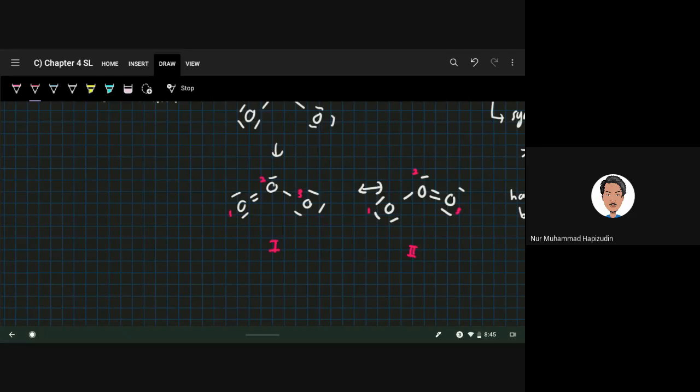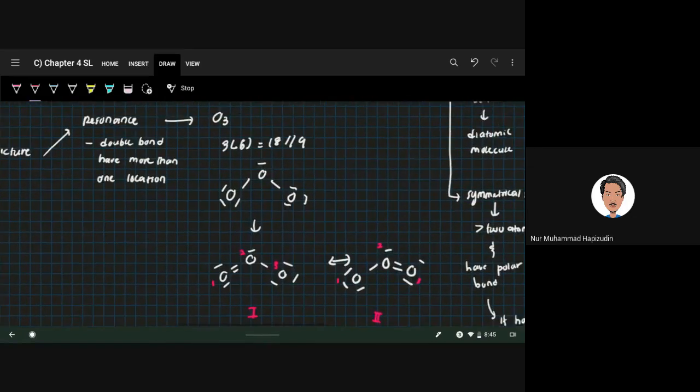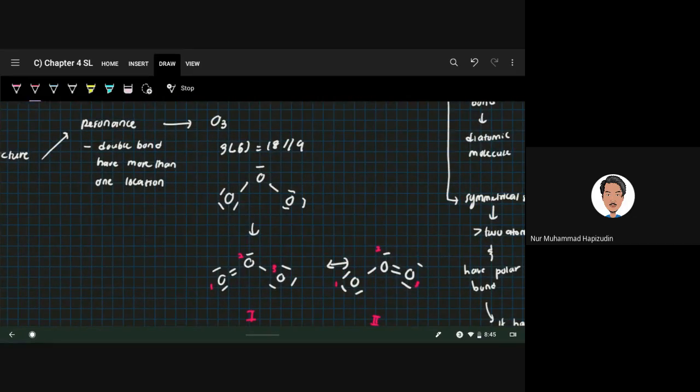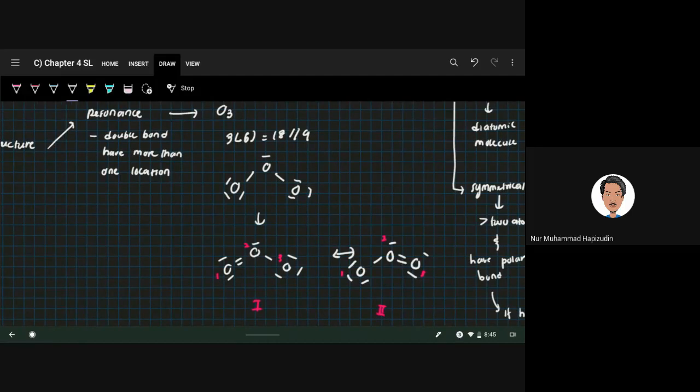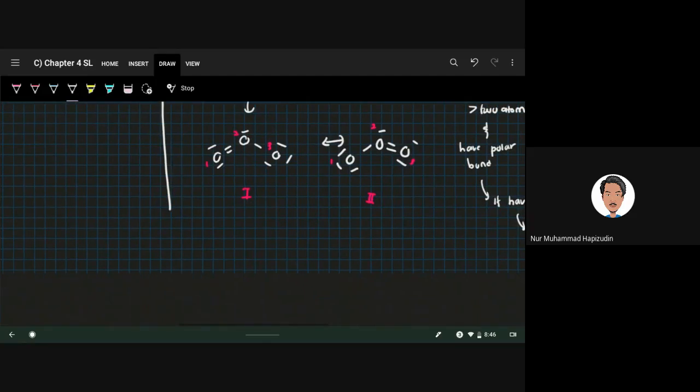Okay, apa lagi contoh lain saya nak bagi? Apa lagi selain pada ozon? Ada lagi lah banyak contoh yang lain. Sulfur dioxide. Sulfur dioxide, good. Example yang lain, sulfur dioxide. Okay, cukuplah saya bagi tahu yang tu lah dulu.